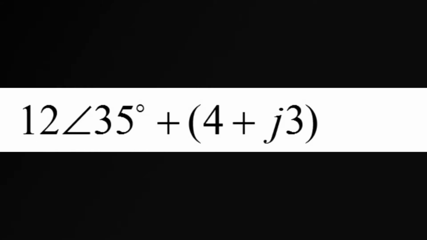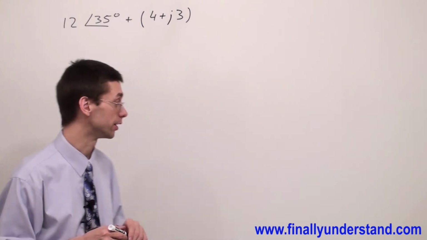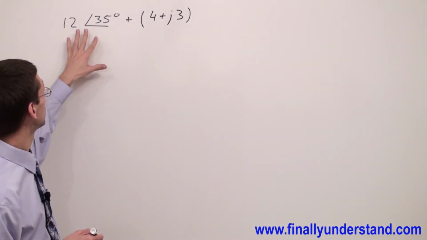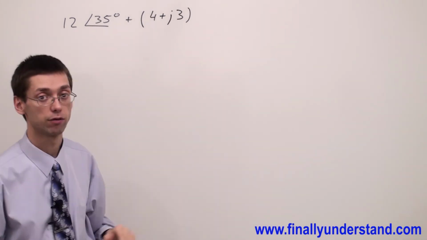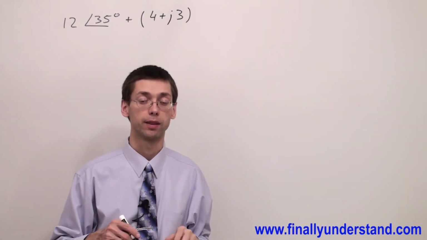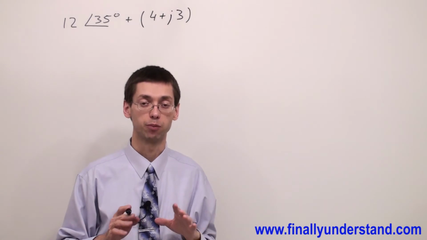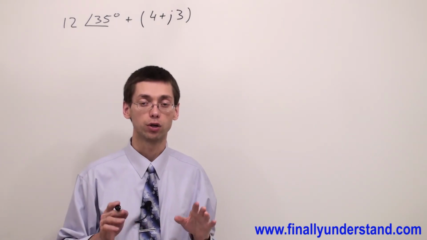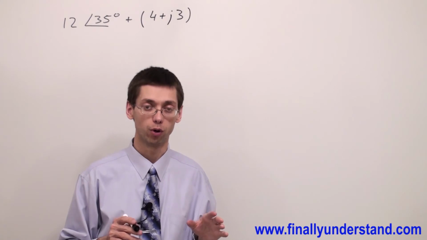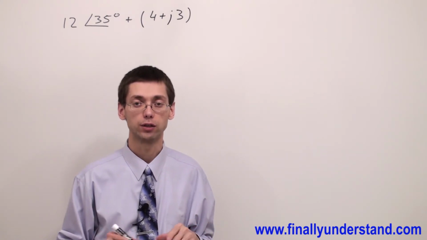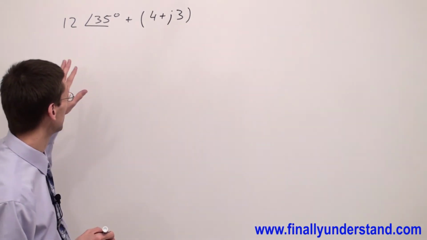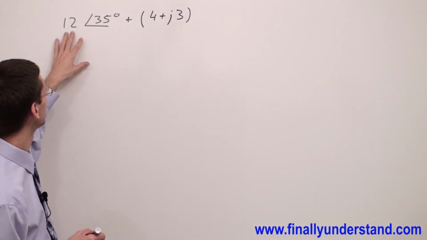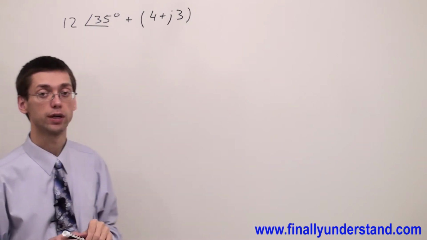Let's take a look at this example. This time we're supposed to add two complex numbers, but one of them is expressed in polar form, another one is expressed in rectangular form. Anytime you want to add that kind of numbers, I mean polar and rectangular, you're supposed to convert one of them to polar or the other one to rectangular. So in order to make this problem simple, I'm going to convert polar form to rectangular.